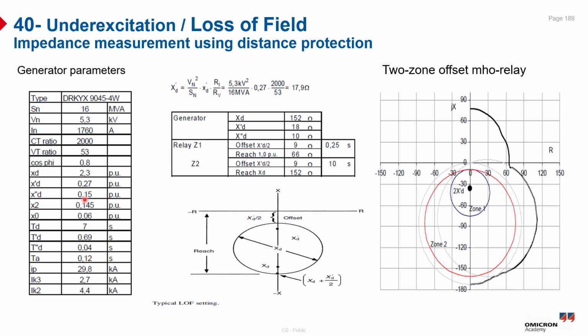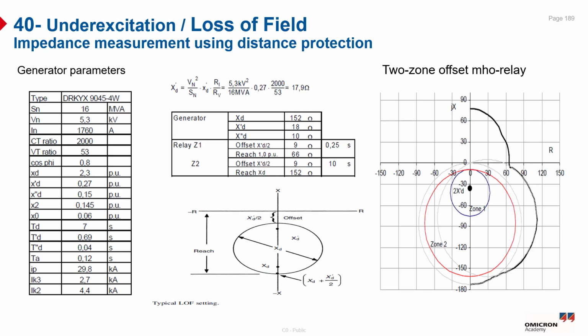Based on the generator calculation, the relay calculation for the inner and the outer elements can be done. For example, for the inner element, the diameter will equal 1 per unit, which means equal to Z base in secondary value. So the diameter will be 66 ohm, as you can see from here. The reach will be 1 per unit, which is the diameter, and the offset will be X-D divided by 2, which equals 9 ohm. And here is the trip time delay of the inner zone, which equals 0.25 second. On the other hand, for the outer circle, the offset is the same, X-D over 2, which means 9 ohm, and the reach will equal XD, which is 152 ohm as we calculated.